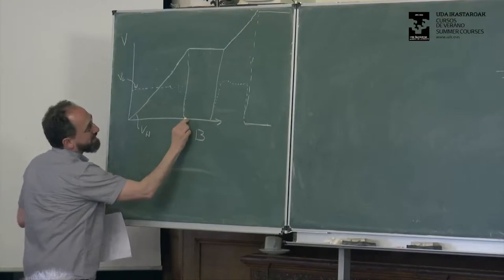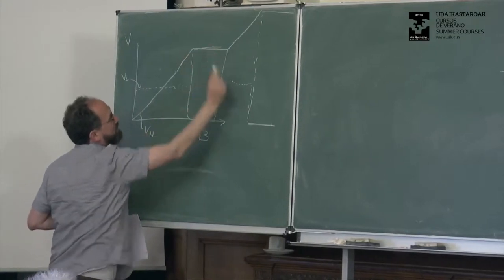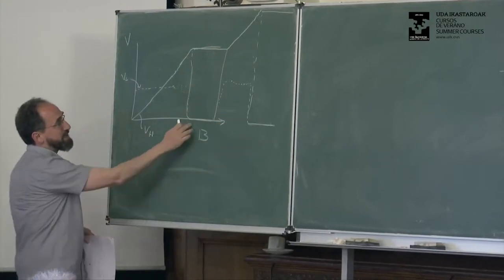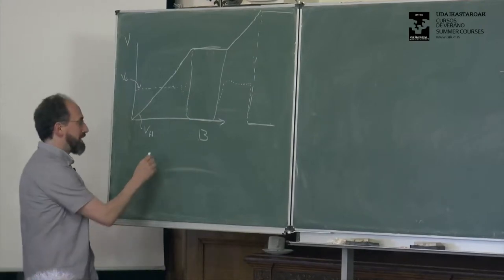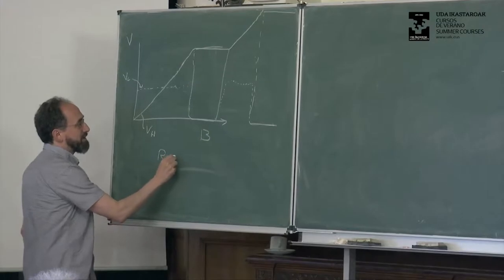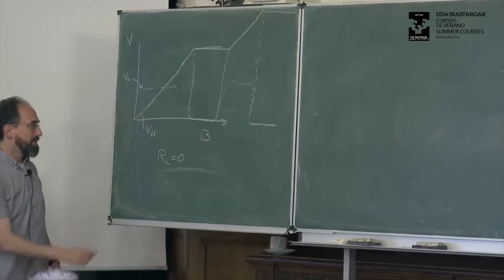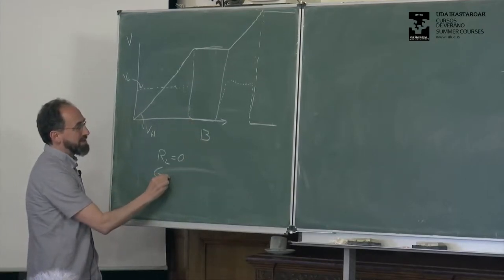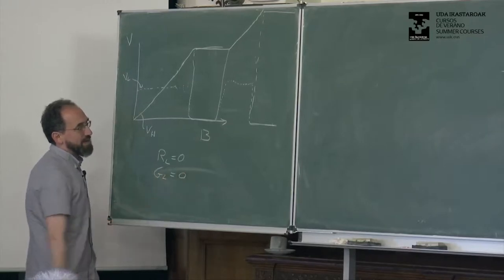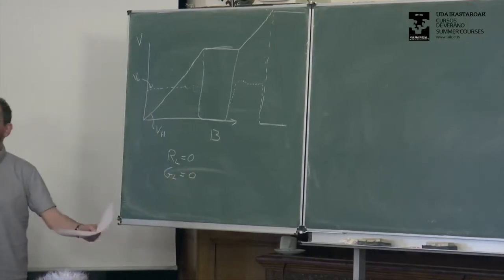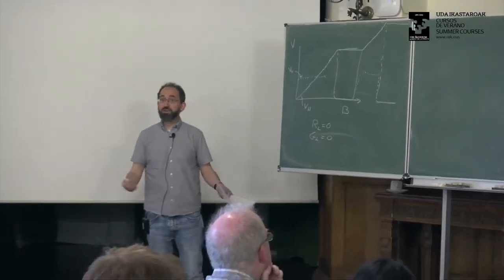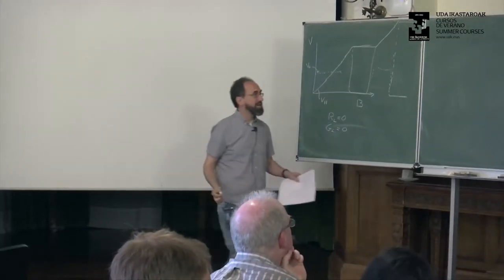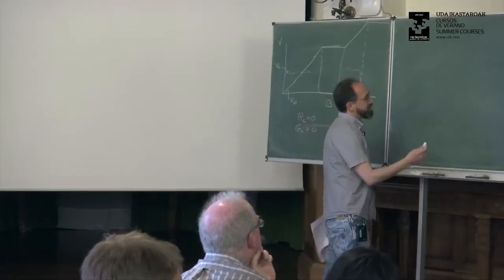So what do we know? These are the quantum Hall plateaus, and what do we know about these quantum Hall plateaus? Well, the first thing is that the longitudinal resistance is zero, RL equals zero, meaning zero voltage here. But we can also say that the longitudinal conductance is zero, and this seems to be a little bit confusing, that you have both conductance and resistance being zero at the same time. But if you think about it for a second, it's actually not so confusing.